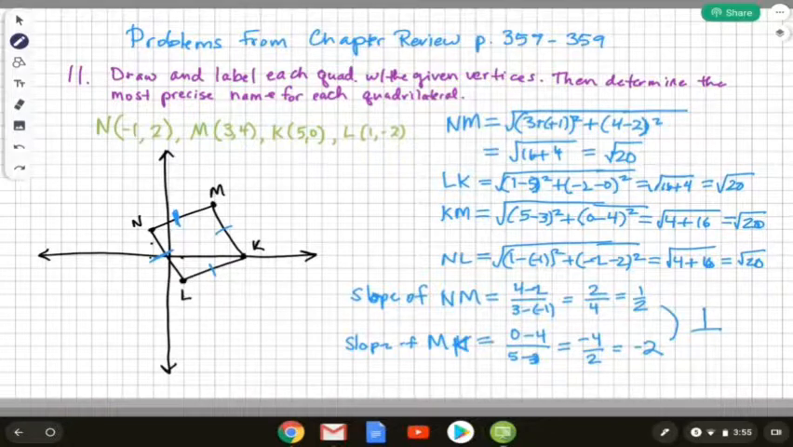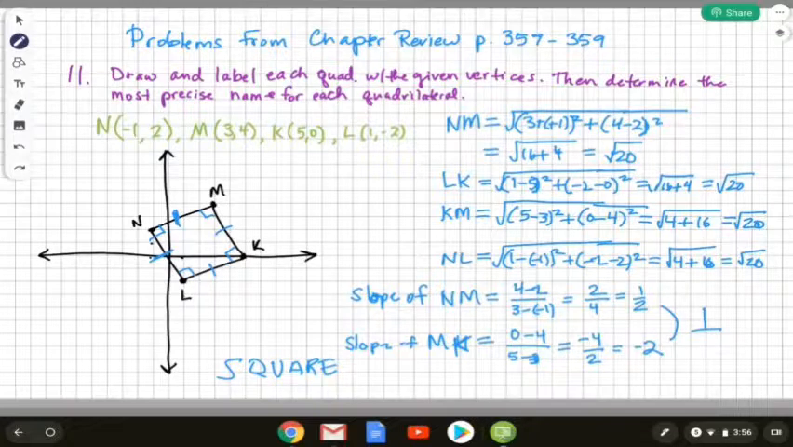And if this angle is perpendicular and I already know it's a parallelogram, that means all the opposite angles have to be congruent and the same side angles have to be supplementary. It ends up that we know that each of these are 90-degree angles. So the most precise name for this one is a square.